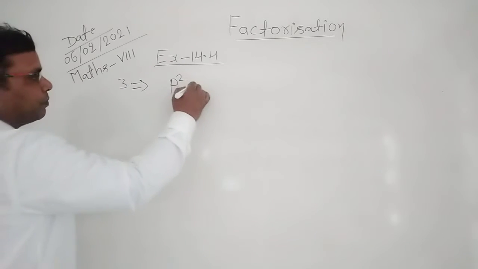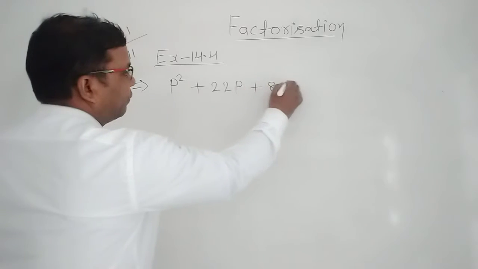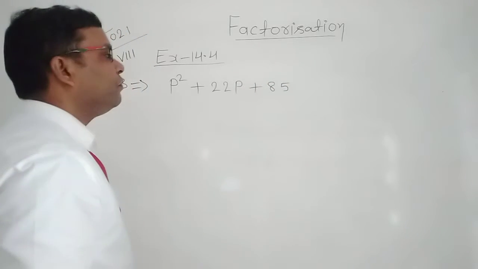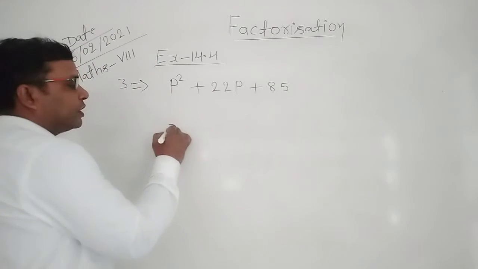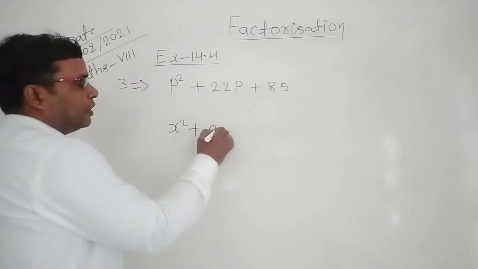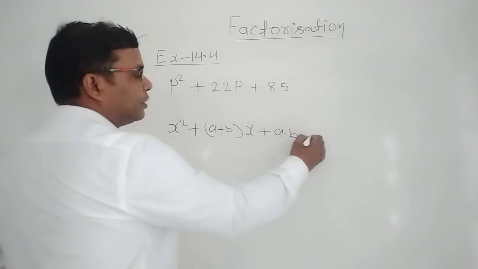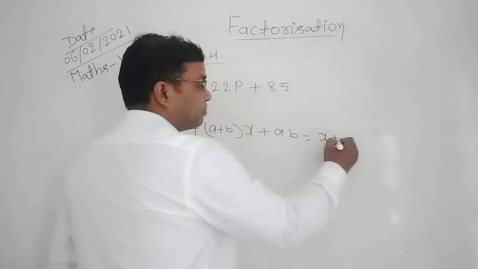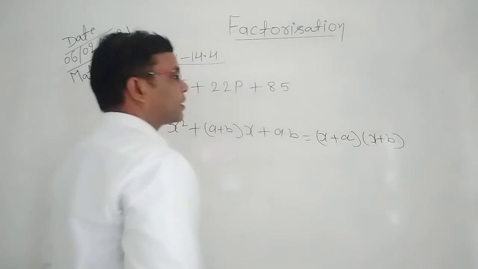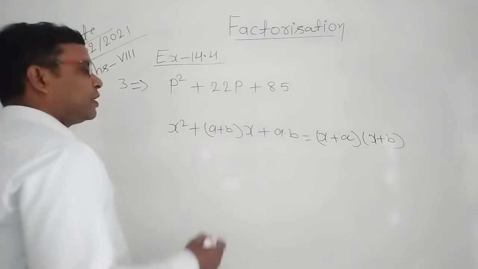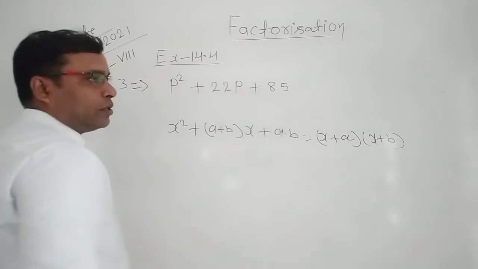p square plus 22p plus 85. So here we again apply the fourth identity, because this is a form of the fourth identity: x square plus (a plus b) into x plus a into b is equal to (x plus a) into (x plus b). Clear? This is clear.